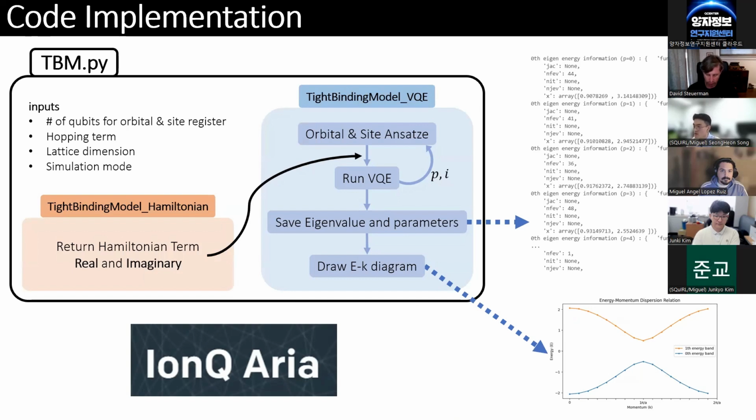noisy simulator result. Through the tight binding model Hamiltonian class, we get the dictionary data structure of the real and imaginary part of the Hamiltonian in the sparse Pauli Op form. These data are used in running VQE in the tight binding model VQE class, and we update parameters and ansatz with respect to momentum quantum number P and energy level I. All the parameters and eigenenergy values are stored, and finally we can get the energy momentum dispersion relation.